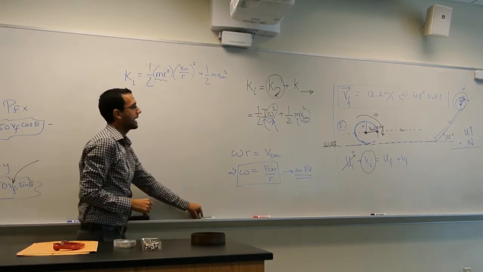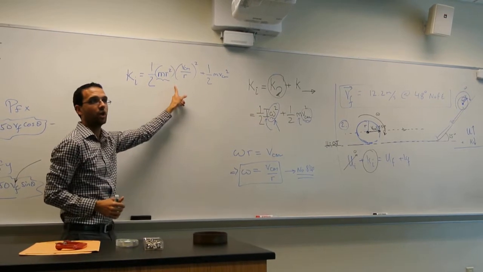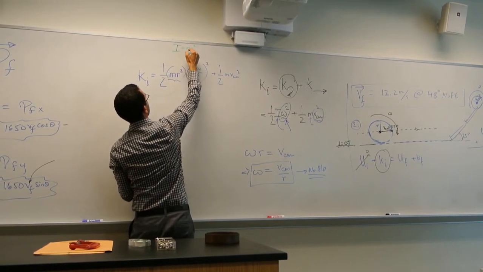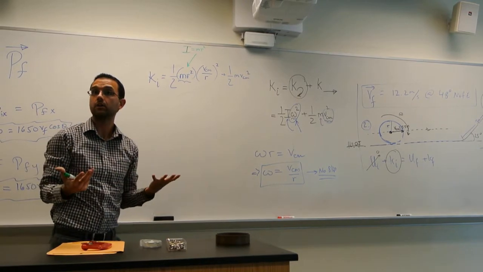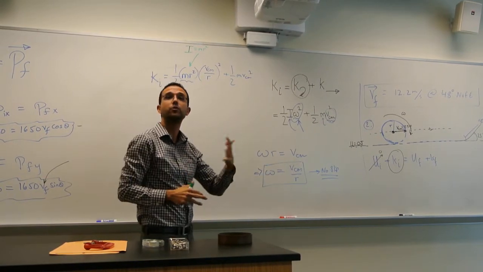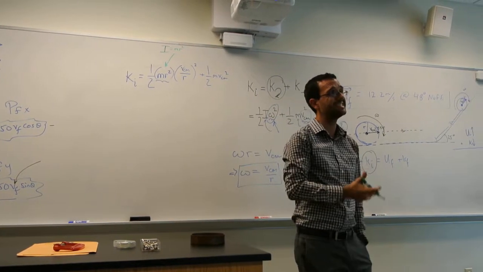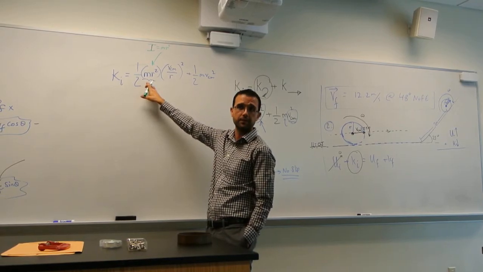Okay, does everybody see how we went from here to here? All we did was allow inertia to be mr squared because it was a hoop. That's dependent on the shape, right? For a sphere, which we did in class, it would be 2/5 mr squared. For a hoop, in this case, it's mr squared. If it was a uniform disk, it would be 1/2 mr squared. So this is shape dependent.